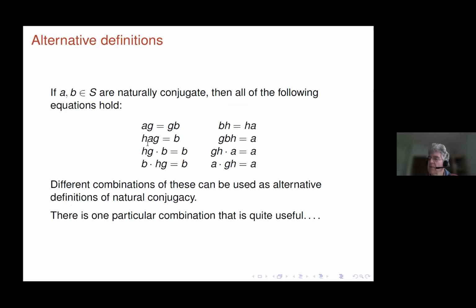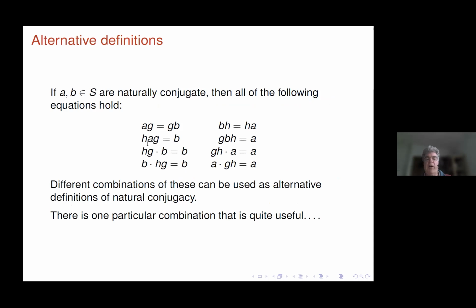So what I want to do now is circle back. I'm actually very close to the end, as strange as it may seem, probably because I've been talking too fast. What I want to circle back to are some of the concepts from the very beginning of the talk. And so to do that, let me talk about some different ways of defining naturally conjugate.